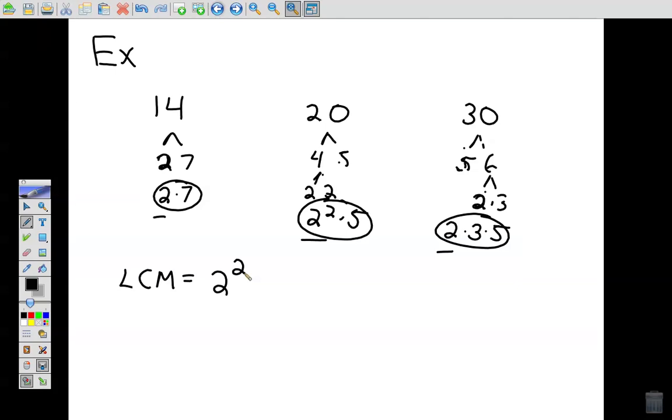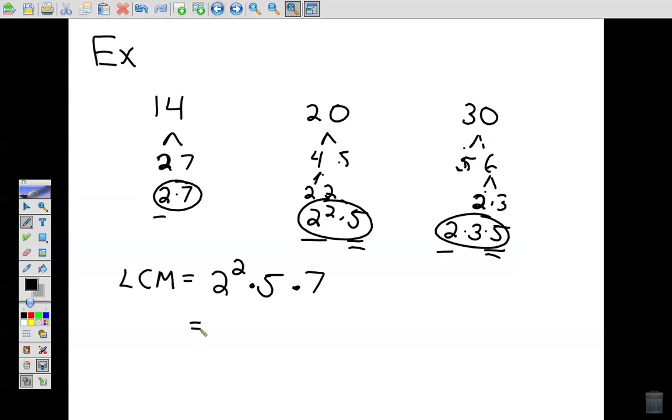Now, you have 5's in both. Take the larger exponent. Well, they're both the same, right? Now, a big difference also with least common multiple is you also take what's not in more than one of them. So I've got a 7 that's only in one of them. So I have to take that 7. So the rule is, for least common multiple, if it's in more than one of them, take the larger exponent, and then also take the numbers that are only in one of them, like the 7.